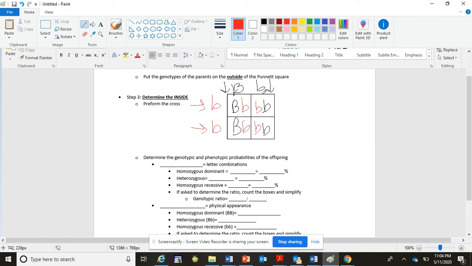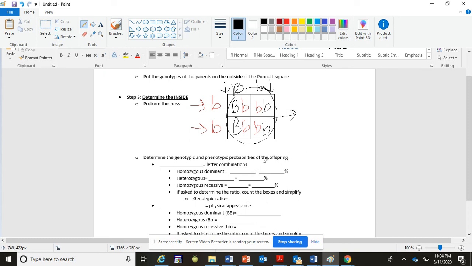So the outside represents the genotypes of the parents. This is going to represent all possible combinations of those letters that could result, what the children could possibly have. So this isn't a definite, it's what the kids could have. They could have kids that have a heterozygous genotype, or kids that have a homozygous recessive genotype. So determine the genotypic and phenotypic probabilities of the offspring.